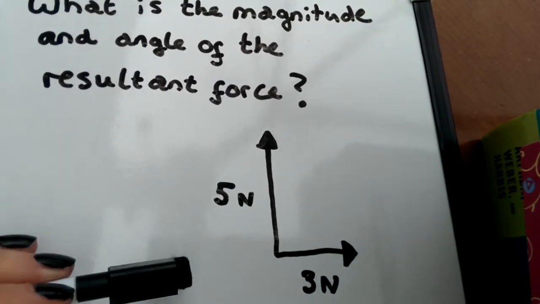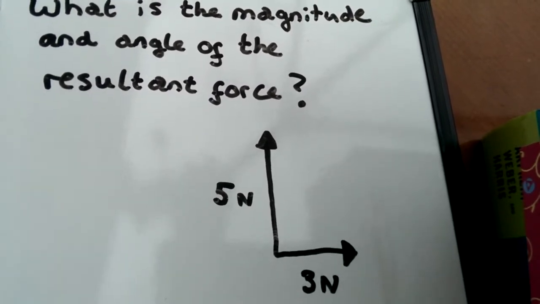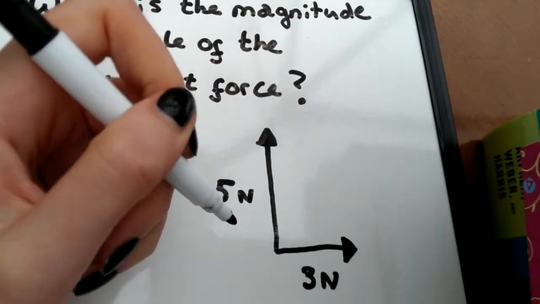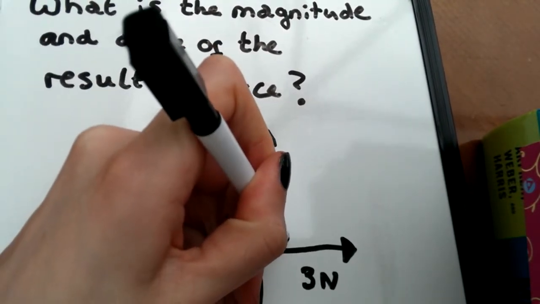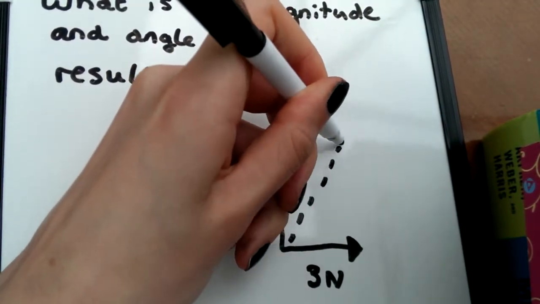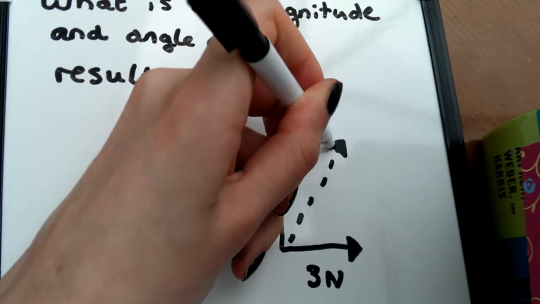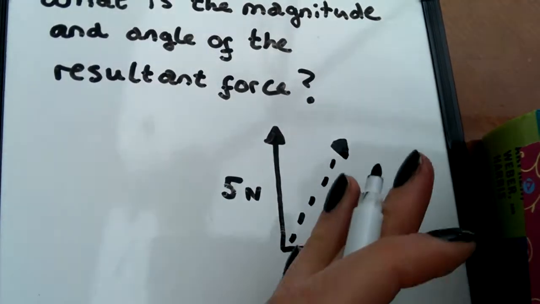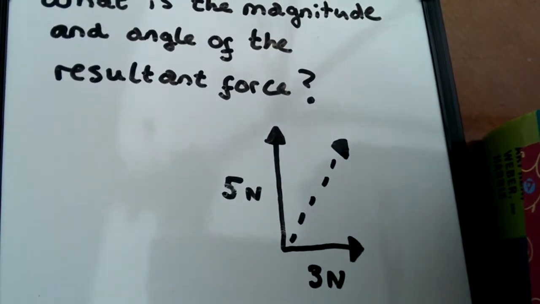So I've drawn our two forces here. I think it's easier to sort of draw in the resultant force to visualise what we're doing. So in this case, with these two forces, our resultant force would be moving in that direction.